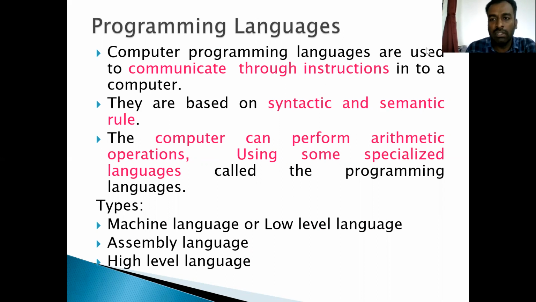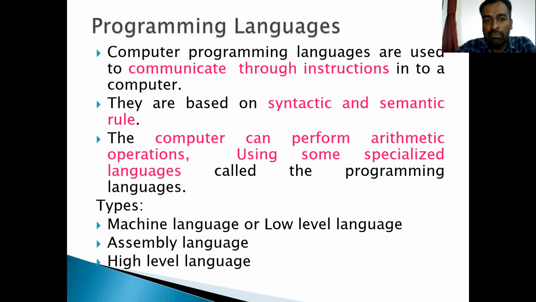Before getting into Python programming, let us go into what programming languages are. We have a lot of programming languages like C, C++, Java, and Python. What is the use of these languages? Programming languages are used to communicate instructions to your computer. We give only the instructions to the computer, and the computer cannot understand them directly, so they should be converted into machine understandable language. That is called a programming language.